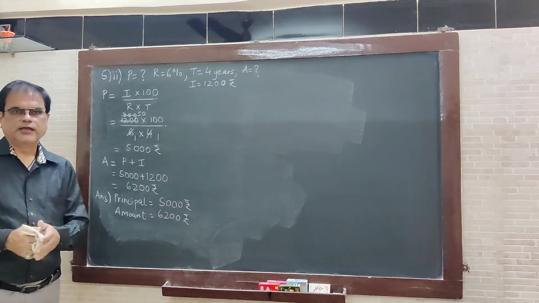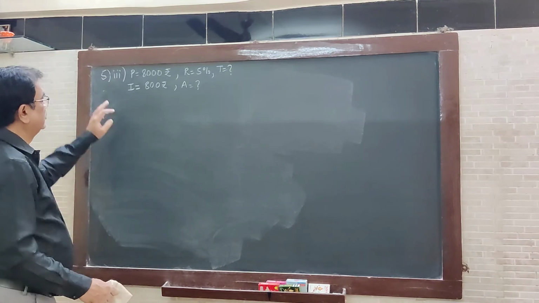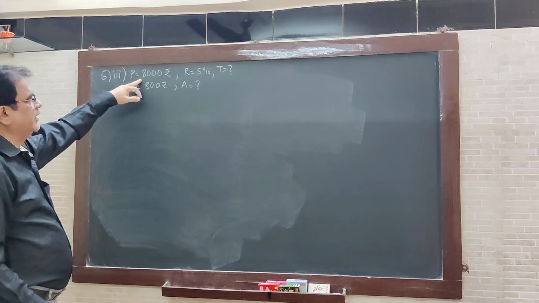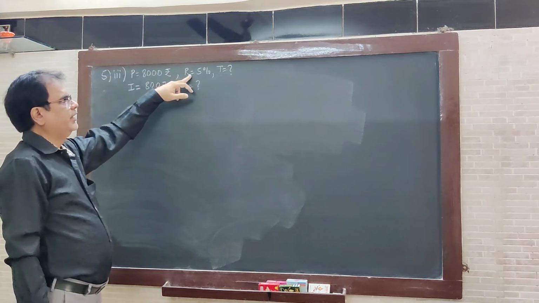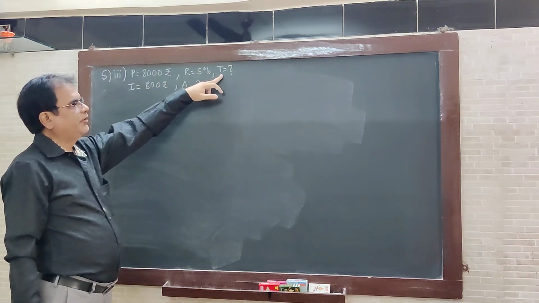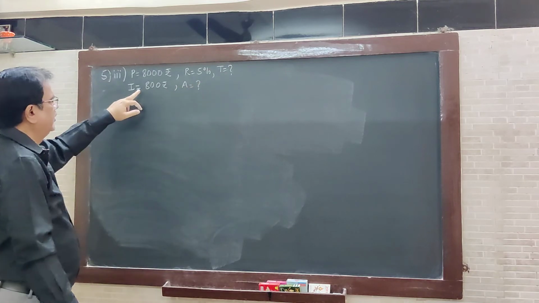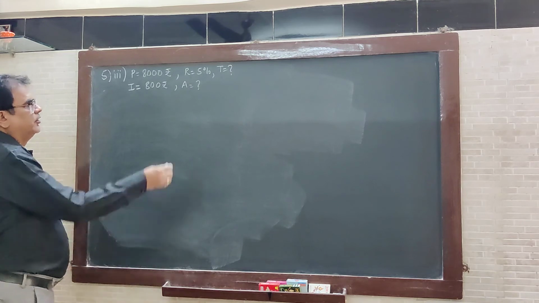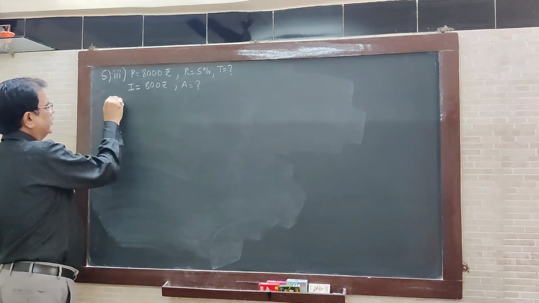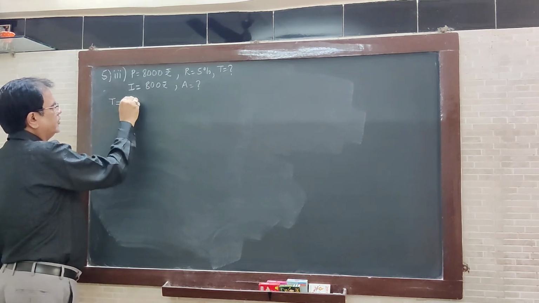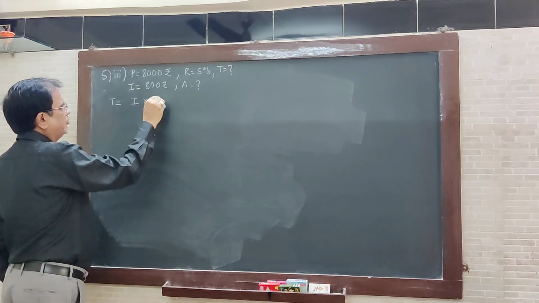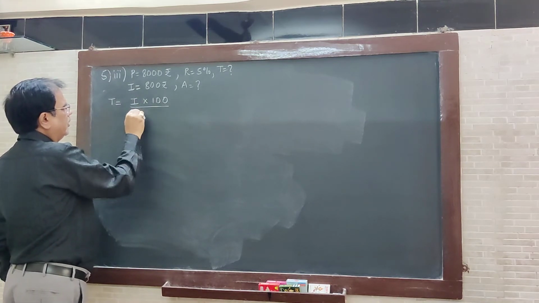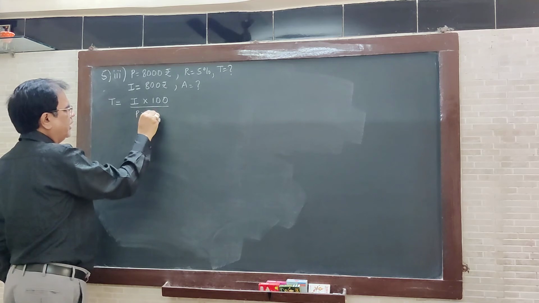Okay, right? Now third question, you are given principal 8,000, rate of interest 5%. You have to find out number of years, that is T. Interest is given 800 and amount also you have to find out. So you have to find out number of years. I have given you the formula for number of years. Number of years is I multiplied by 100 upon P into R.